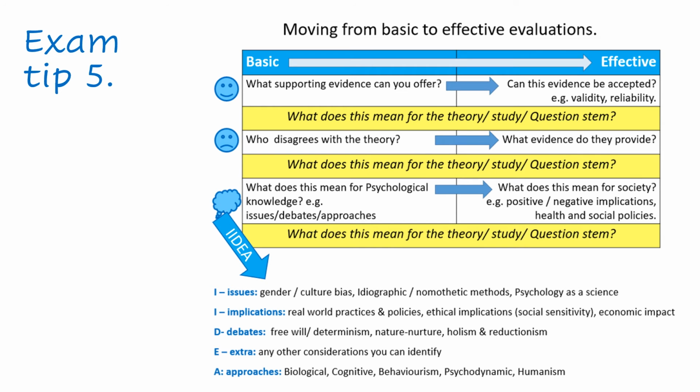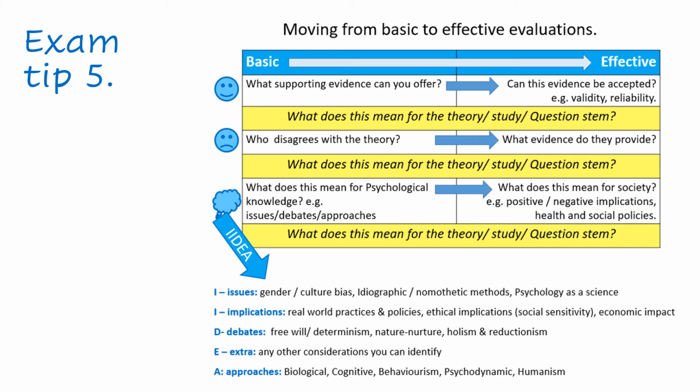My final exam tip is to think about how to move from basic to effective evaluations. So for example, if I'm evaluating a theory, I might say one strength is that supporting evidence is provided by, and I could explain some data from a study. To make that paragraph effective, I could then say, however, there are problems with this evidence. So for example, if the study only had a small sample size of young people, then the support that study is offering for the theory only applies to young people, so the theory might not apply to older people.